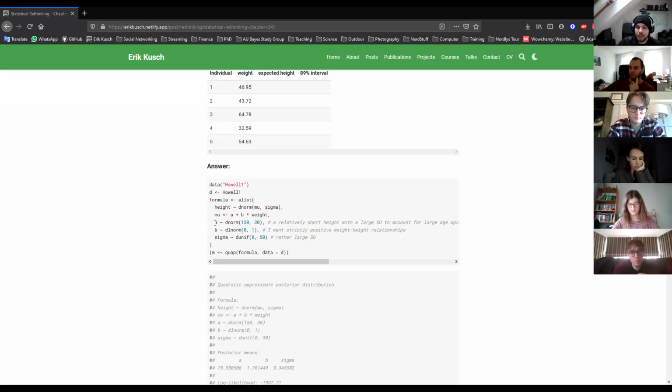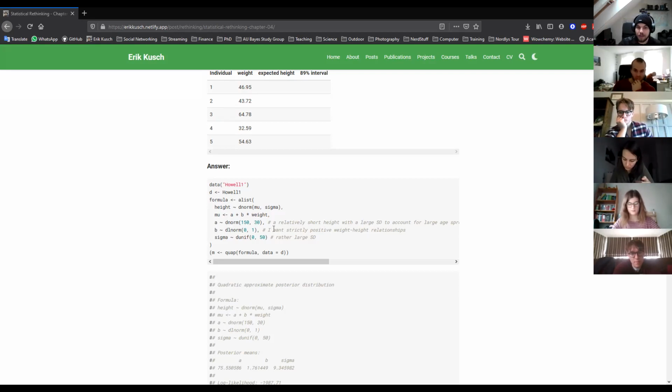The alpha parameter I have set to a relatively short height with a large standard deviation because we have a large age spread in the data set itself, but also the people in this area are somewhat smaller than the average European would be. So I went with what I would consider to be more childlike height, or very much on the small side for a full-grown adult, and then put a large standard deviation around it.